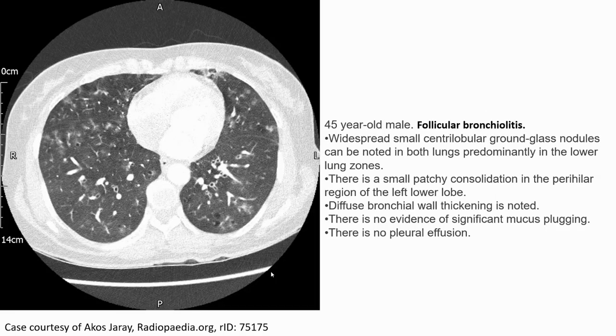This is a case of a 45-year-old male with a diagnosis of follicular bronchiolitis. We can see widespread small centrilobular ground glass nodules in both lungs, predominantly in the lower lung zone. There is a small patchy consolidation in the perihilar region of the left lower lobe. Diffuse bronchial wall thickening is noted. There is no evidence of significant mucus plugging. There is no pleural effusion.